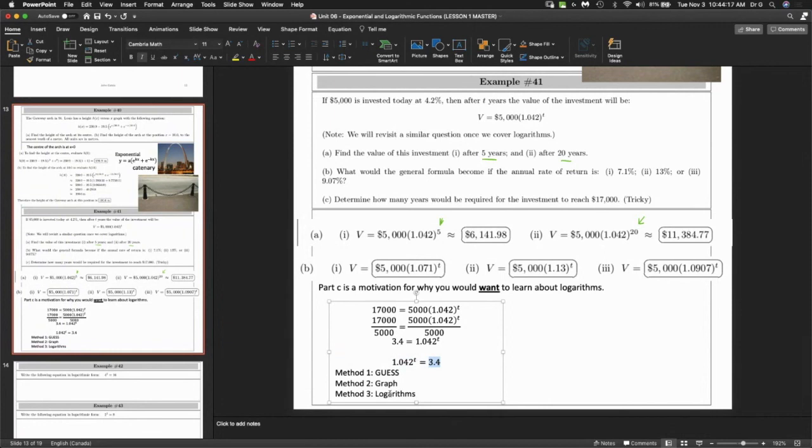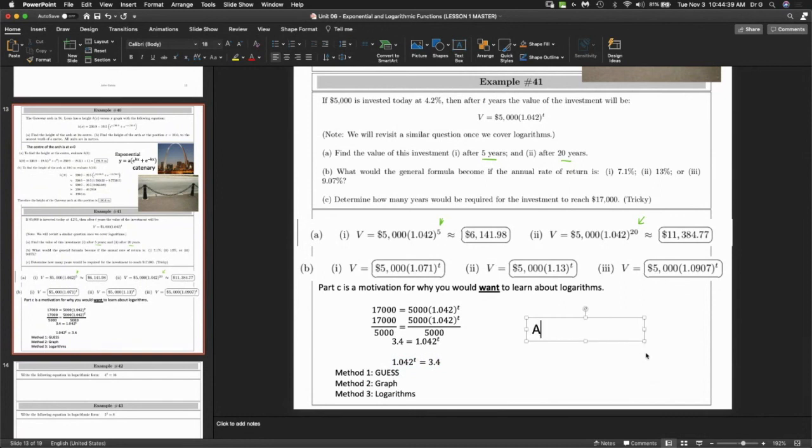So logarithms is the way to do it, and I'm going to teach you how to use logarithms to motivate you to learn how to use it. Because next week, we will answer this question with different numbers, and we'll answer with logarithms, and then you can appreciate why logarithms are so useful.